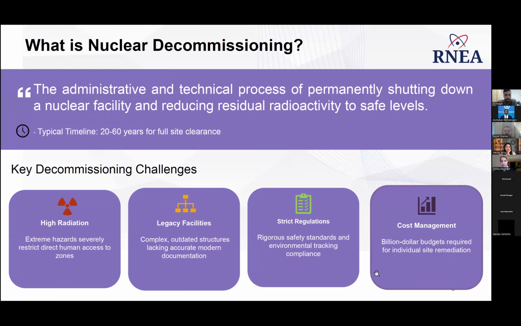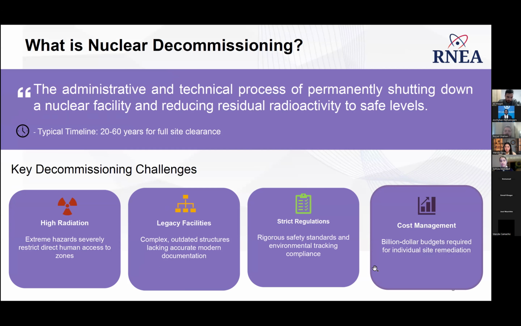So what exactly is nuclear decommissioning? The IAEA defines it as the administrative and technical process of permanently shutting down a nuclear facility and reducing residual radioactivity to safe levels. It's a simple definition, but a complicated reality. We're typically talking about a process that takes anywhere from 20 to 60 years for full site clearance.